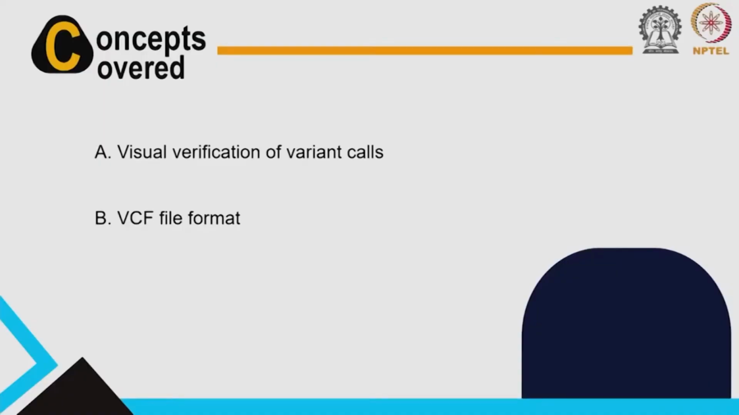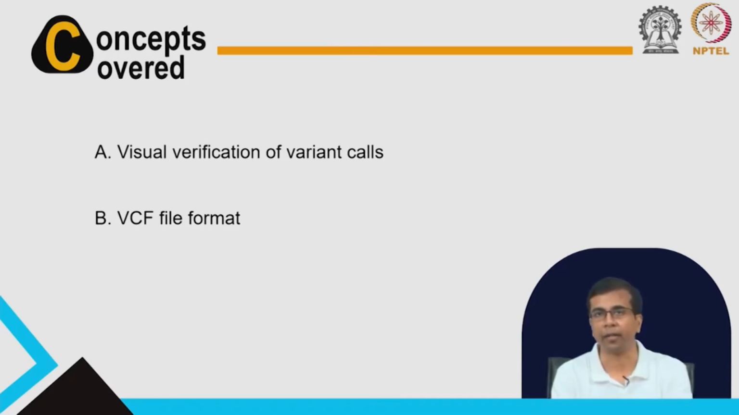In this class I will summarize what we did in the last class in the hands on, and then we will talk about visual verification of the variant calls. We can verify whether the variant calls are correct visually by looking at the alignment. There are tools for that, and then we will talk about the VCF file format.